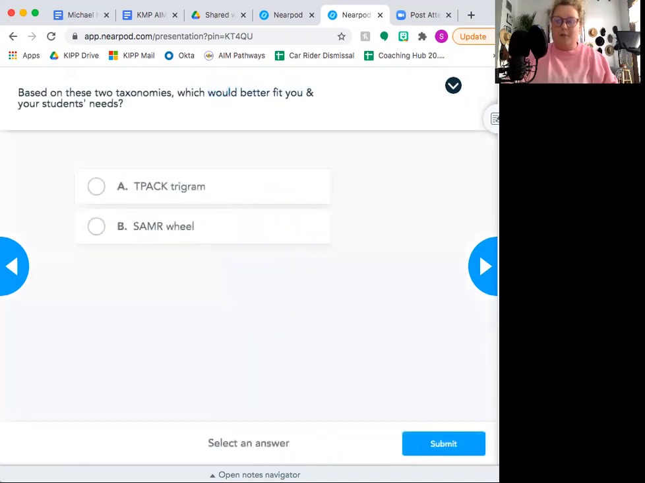Based on these high level previews, which would better fit you and your students' needs? Which would you like to learn more about? Which would you like to see manifested in your classroom? Go ahead and take a moment to answer the poll here.